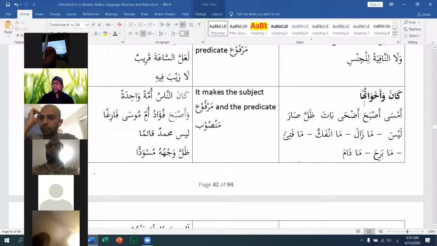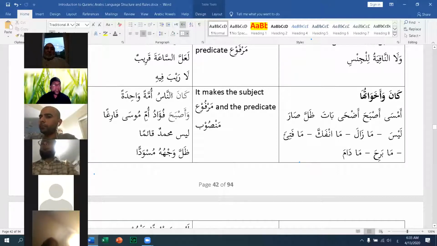So that's kana wa akhawatuha. I know it's a lot, and I'm afraid I'm confusing you guys, but you don't have to remember everything. What you have to remember is the primary lesson. The primary lesson is when kana and her sisters are placed in front of a Jumlatul Ismiya, the Mubtada remains marfu' or becomes marfu', and the Khabar becomes mansub.